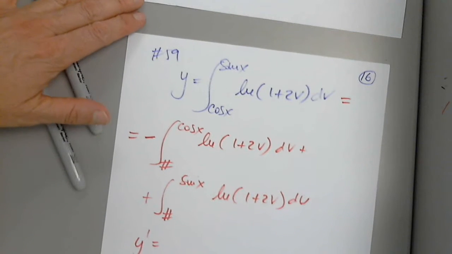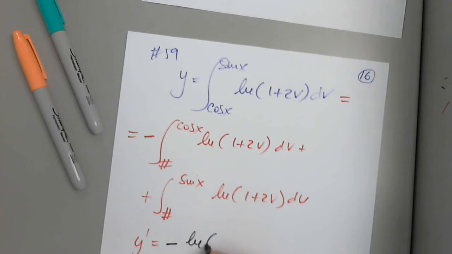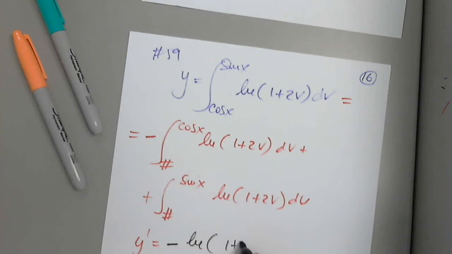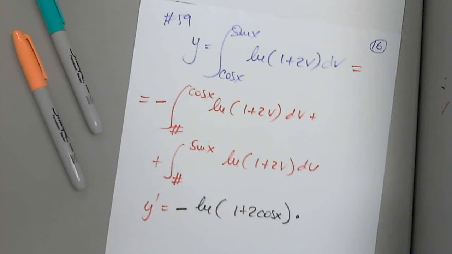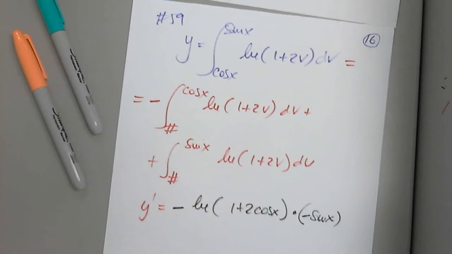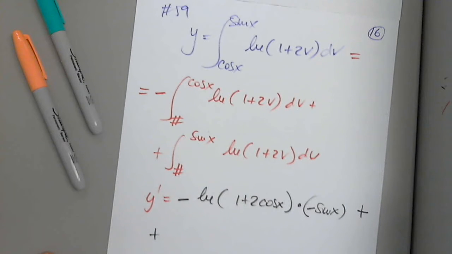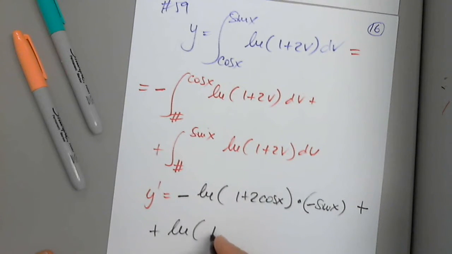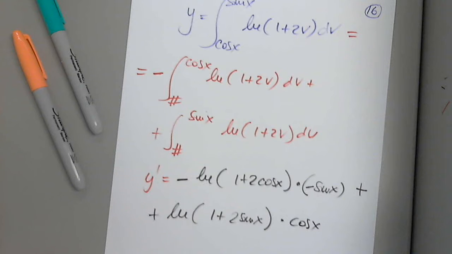Natural log of cosine x. No. 1 plus 2 cosine x. Excellent. Times the derivative of cosine, negative sine x. Plus natural log, yes, 1 plus 2 sine x. Very good. Times the inner function prime, cosine x. That's it. You don't have to do anything.